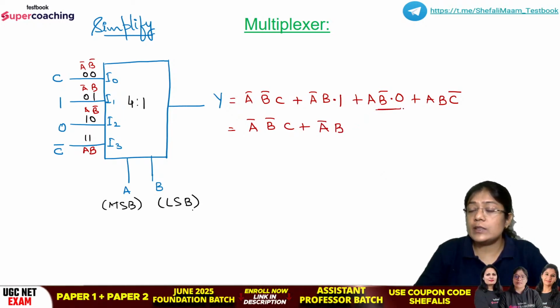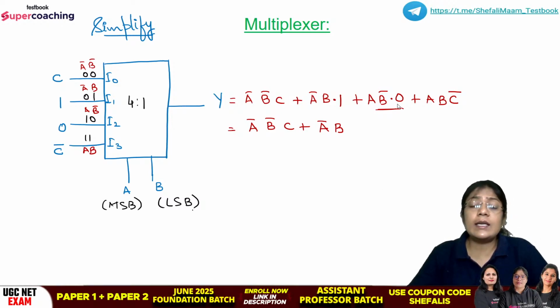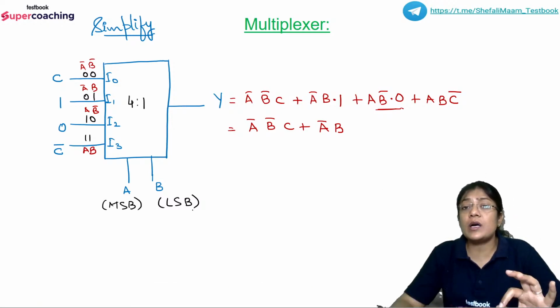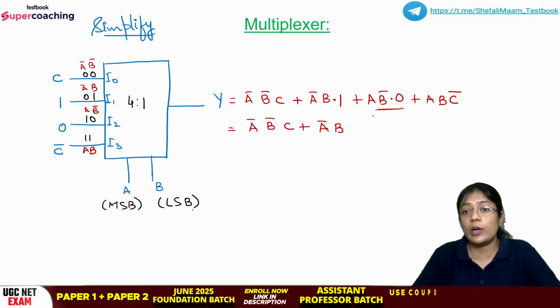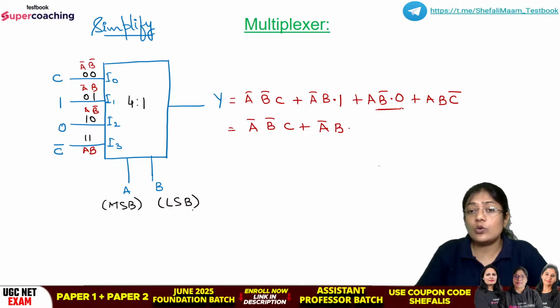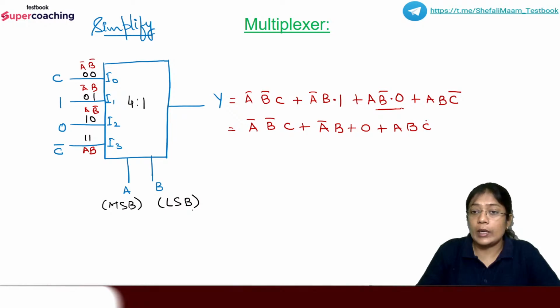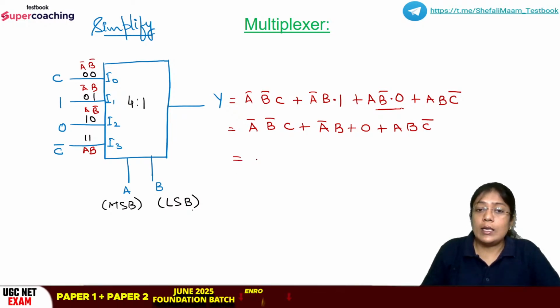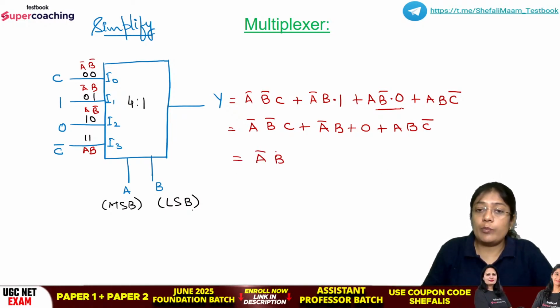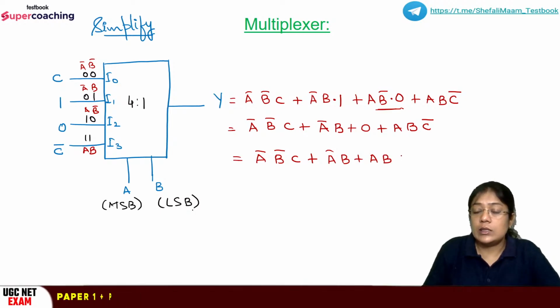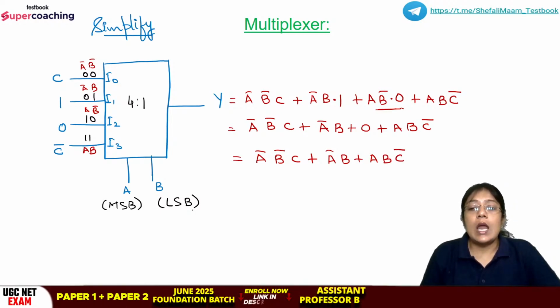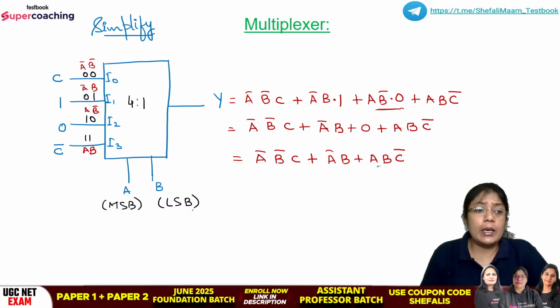This term will be 0 because अगर AND gate हम use करें and even if a single input is low, that means अगर एक भी input की value 0 है, then the overall answer is 0. So it will be gone plus A B C complement. So ultimately we are getting the expression as A complement B complement C plus A complement B plus AB C complement. Now it's up to you how you want to minimize this expression.